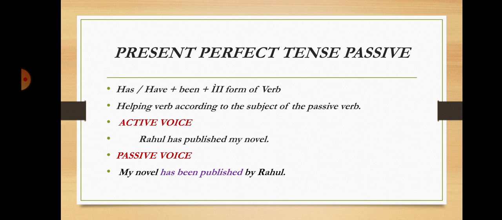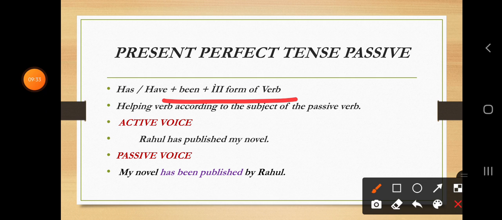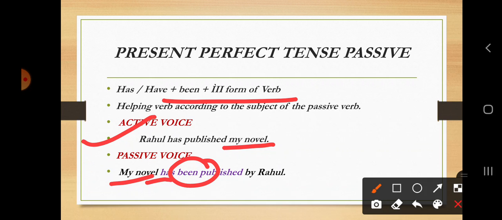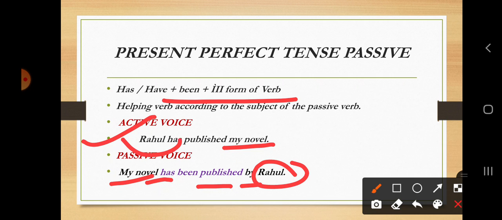Next is present perfect. To make present perfect tense passive we will use been plus third form of verb. Rahul has published my novel. So my novel will come on first place. This will be followed by has. After that we will add been. Then third form of the verb. After that, by and then Rahul, which is subject in the active voice and object in the passive voice.